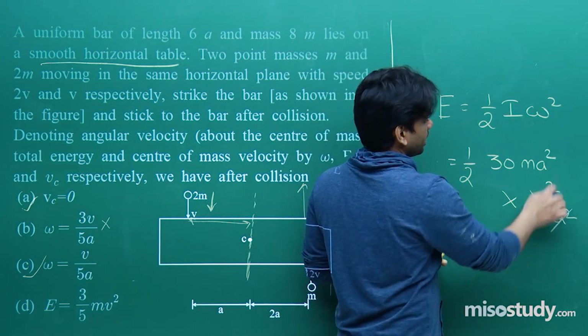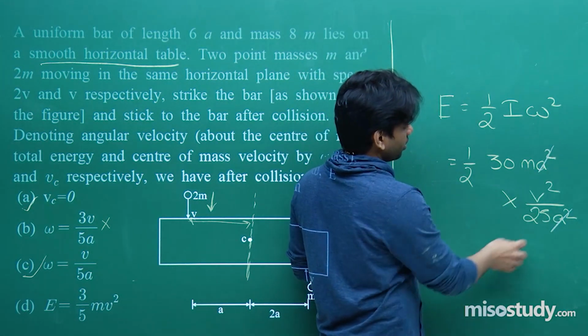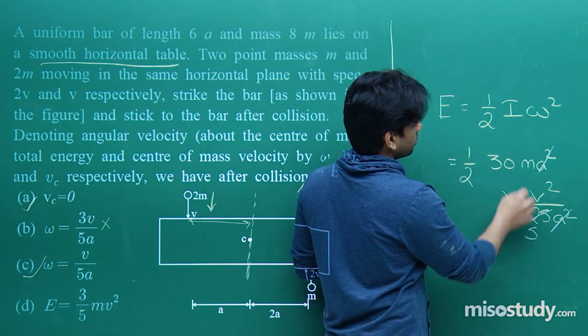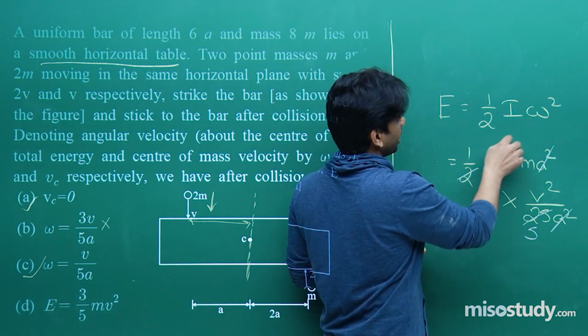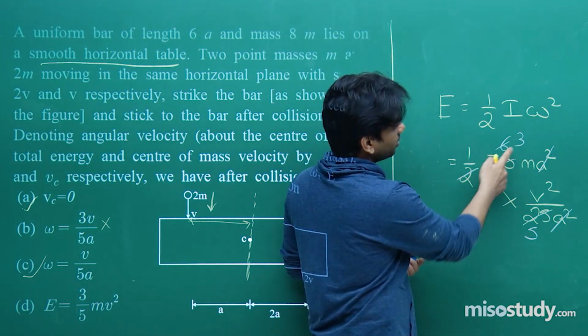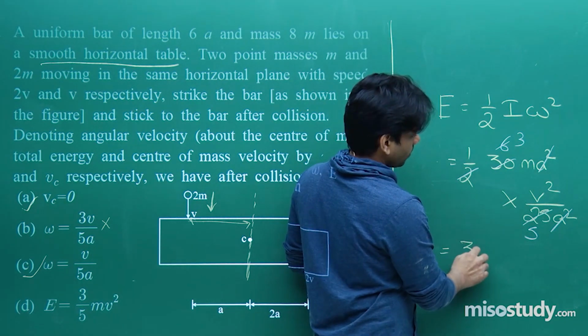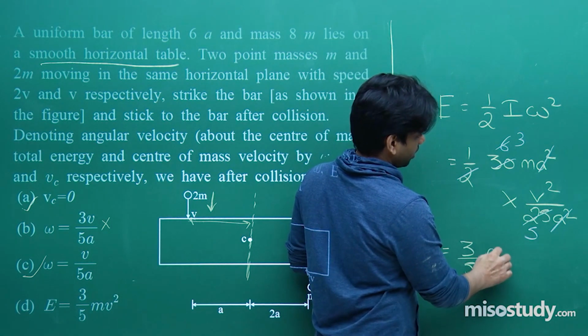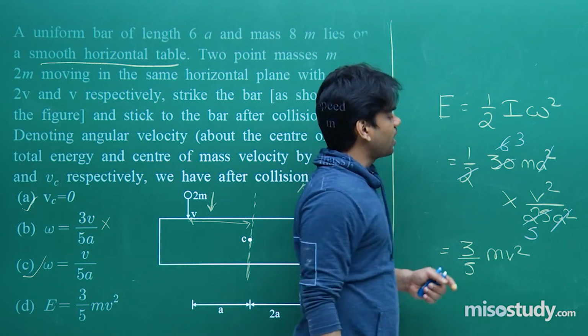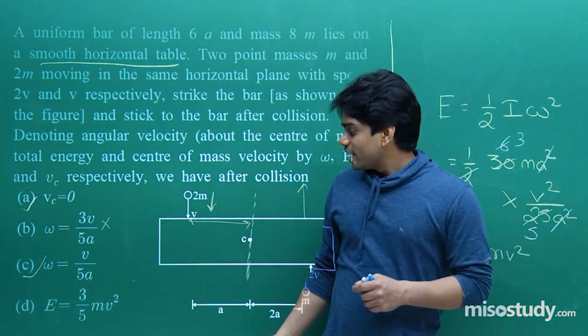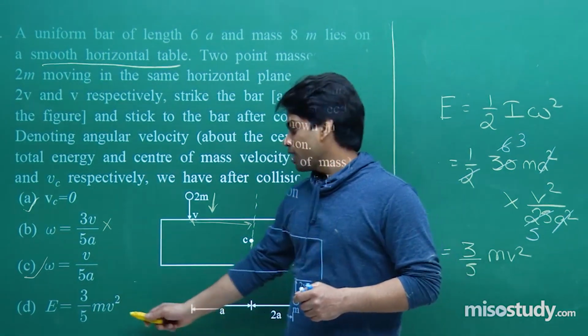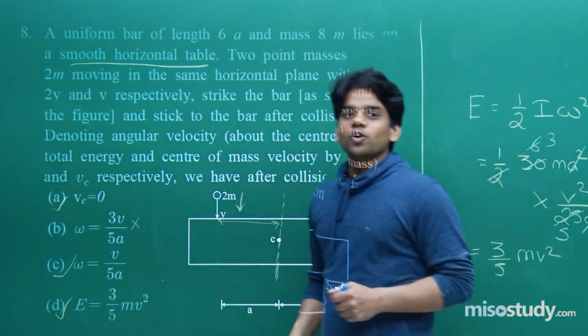A square will get cancelled out. This will go 5 times, this will go 6 times, this will go 3 times. So we will be having 3m, 3 by 5 mv square. This is the term we will be having, 3 by 5 mv square. Let's check, yes, energy is 3 by 5 mv square. Option number D is also correct.